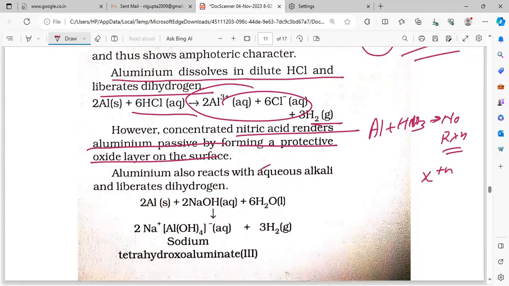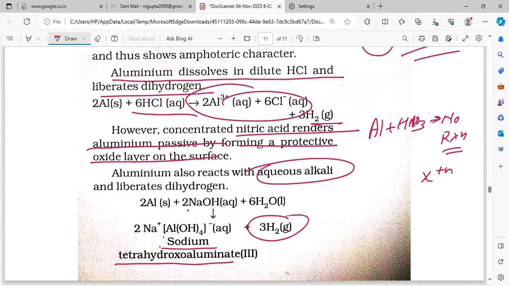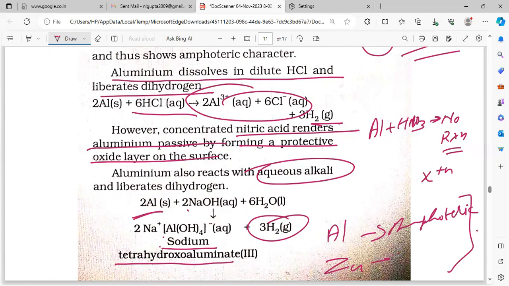With aqueous alkali, it forms sodium tetrahydroxoaluminate and 3 hydrogen. That is why aluminum reacts with both acid and base, so aluminum is called an amphoteric metal. Aluminum and zinc, which we studied, are amphoteric. Why? They react with both acid and base. That is why they are amphoteric. You studied this in the 10th, yes or no?